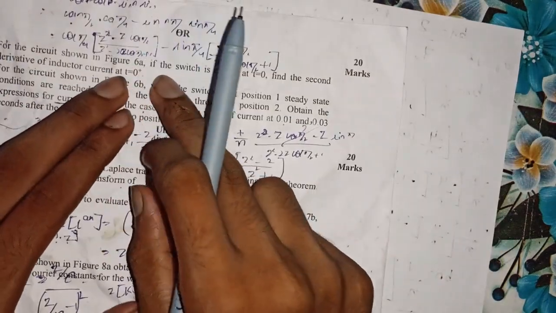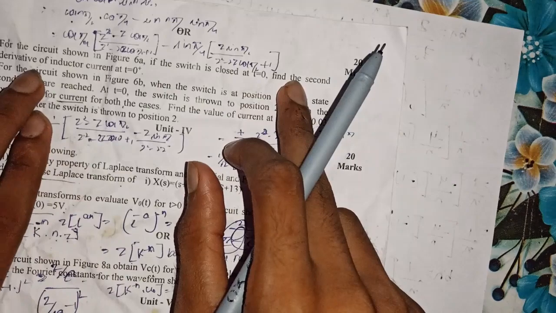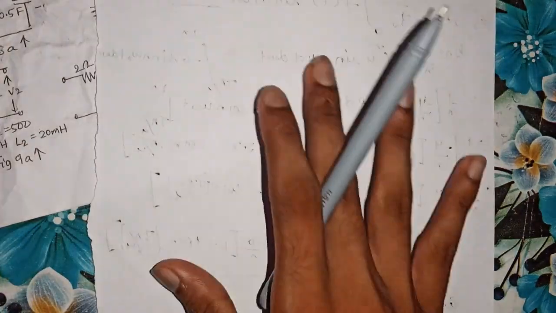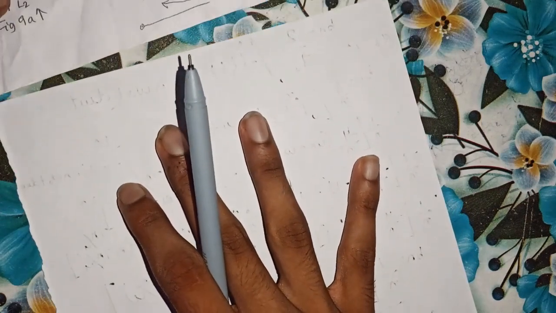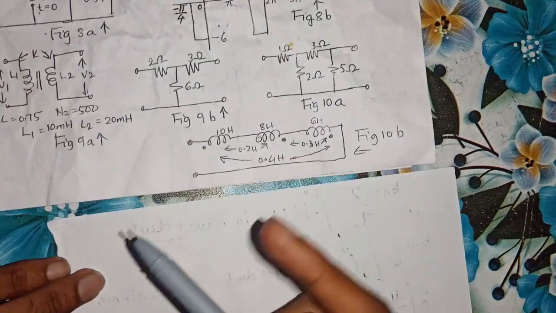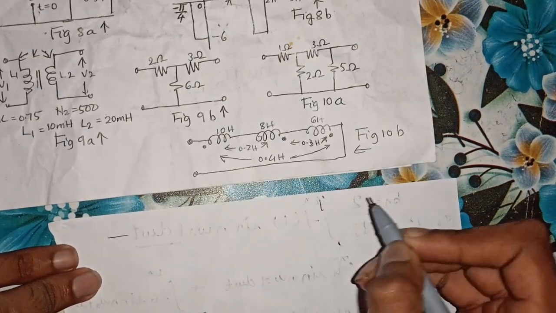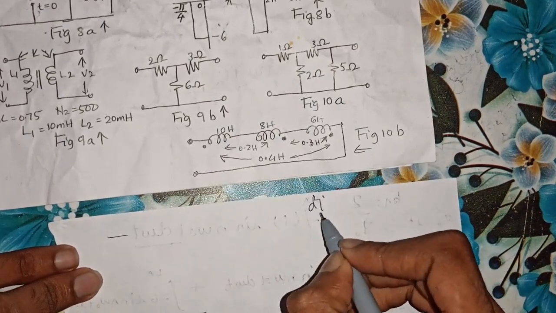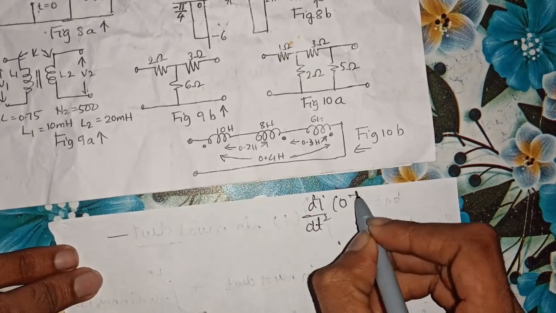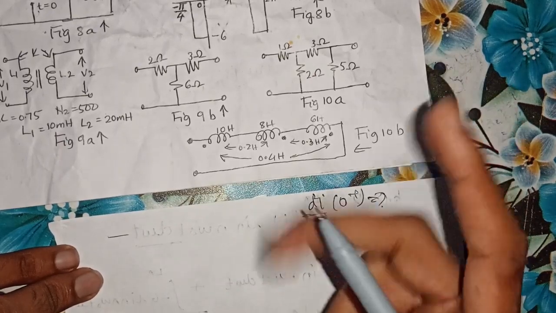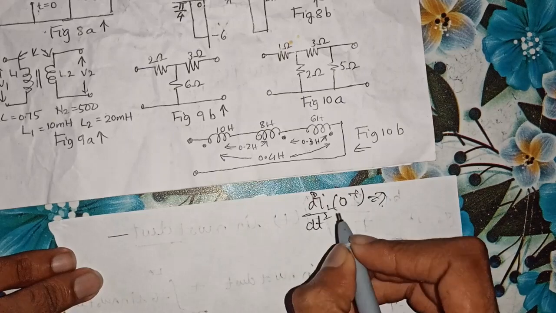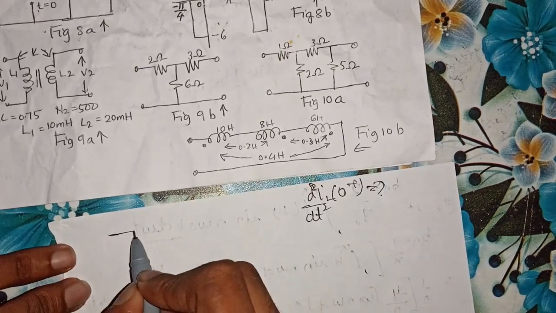So another problem, 6a: for the circuit shown in figure 6a, if the switch is closed at time t equal to 0, find the second derivative of the inductor current at time t equal to 0 plus. That is for the circuit given here. You have to calculate the value of d square I by dt square at time t equal to 0 plus, the second derivative of the inductor current, basically I_L. So yes, let us calculate.